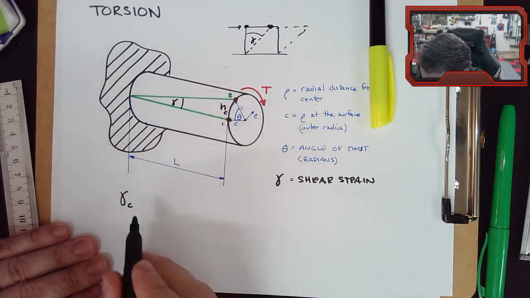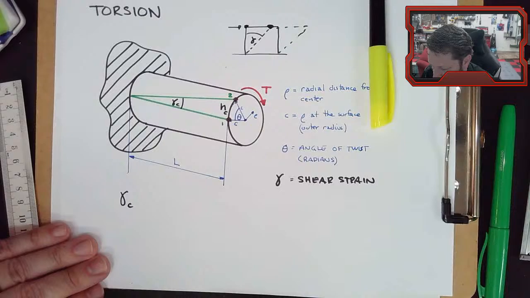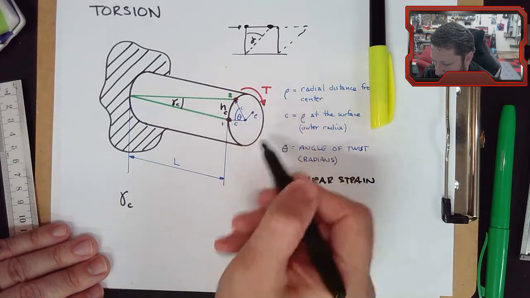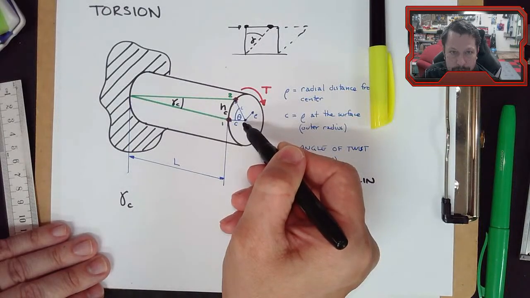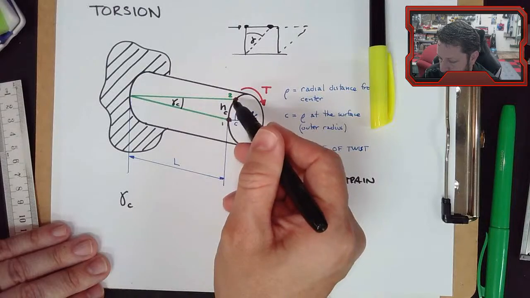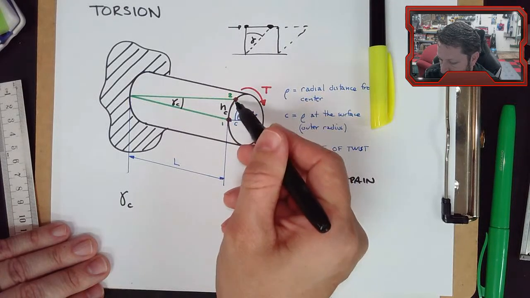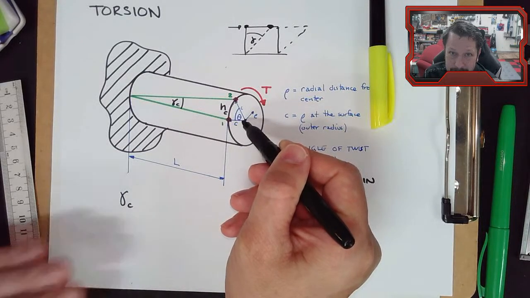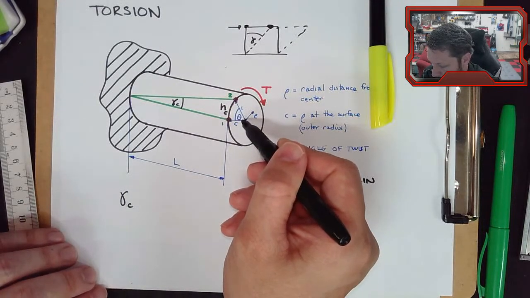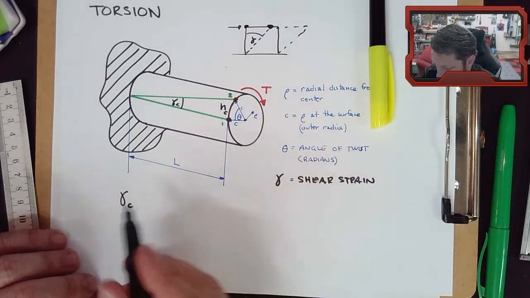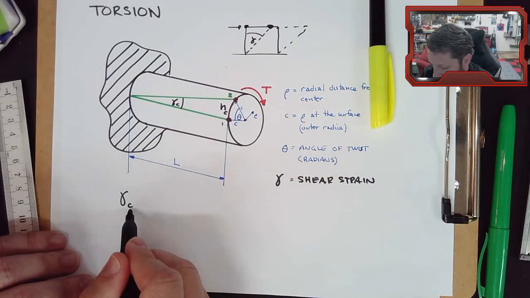Gamma C. So this is at the surface again, because we could have a different one at the center point here. That point, no matter how much we twist, never moves. So there's actually no shear strain at the very center. And there's a bunch of shear strain at the surface, and smaller and smaller amounts the closer you get to the center. So there's a variable shear strain inside the part here. But we're looking at the outside, C.